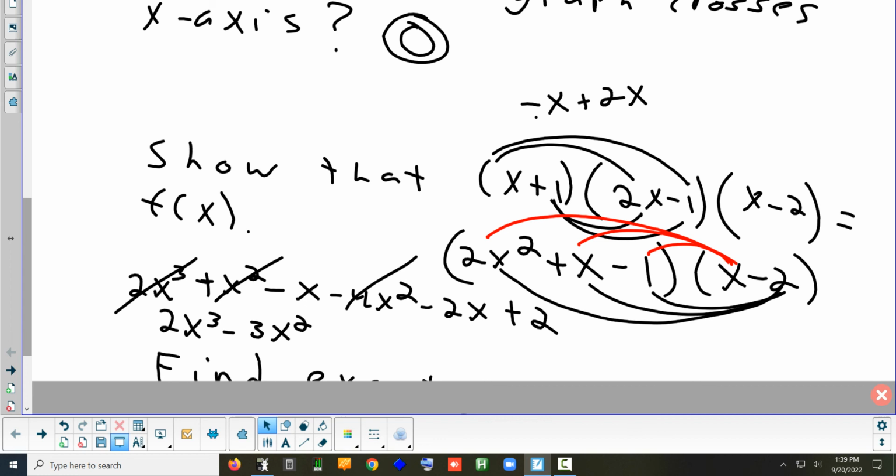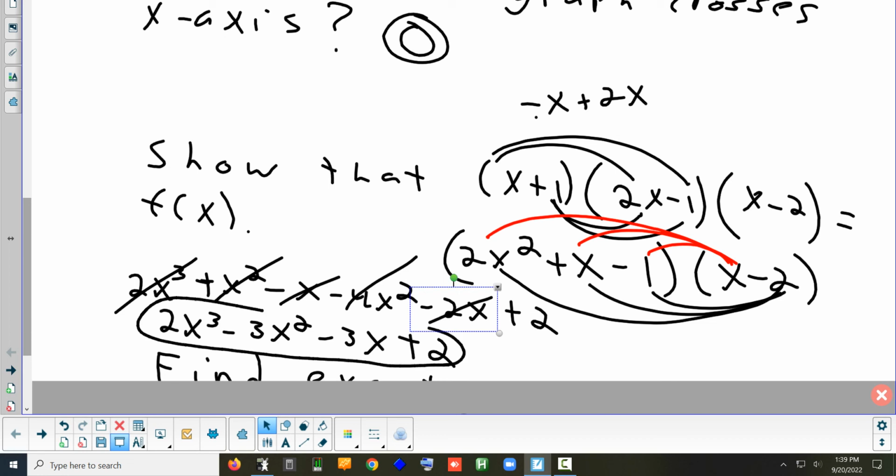Let's see, we've got negative x and negative 2x. Ryan, what's negative x combined with negative 2x? Negative 3x. And the last one is a plus 2. So when we FOIL it out, that's what we ended up with.